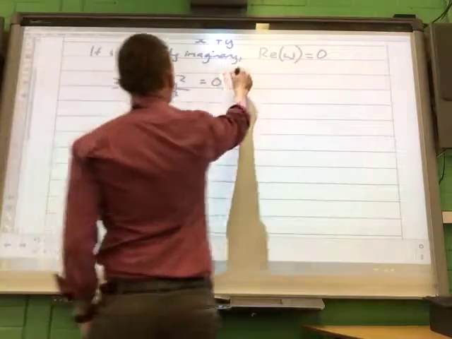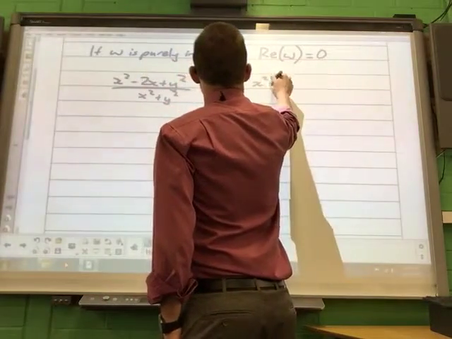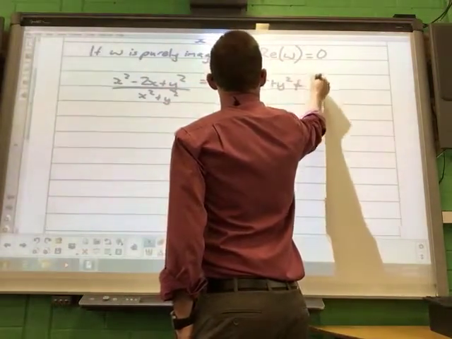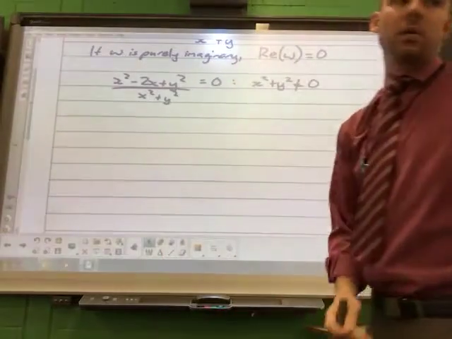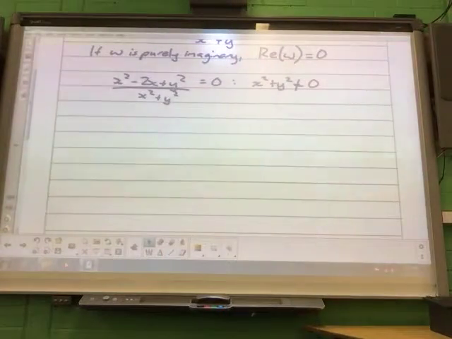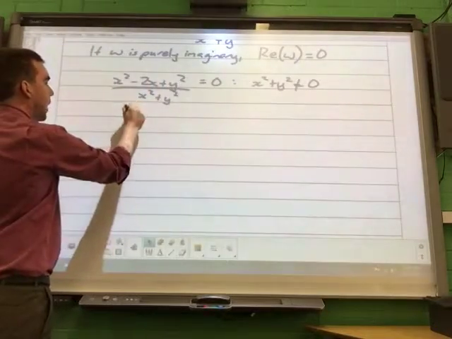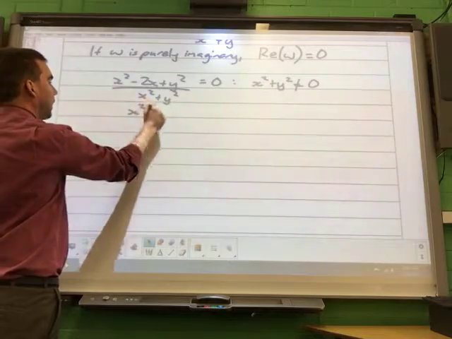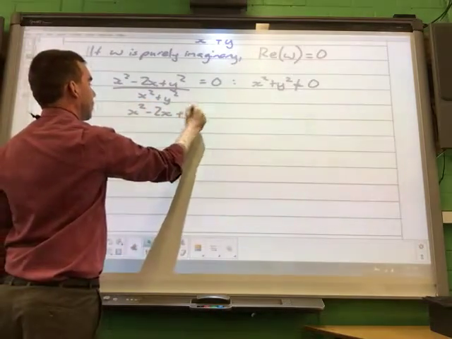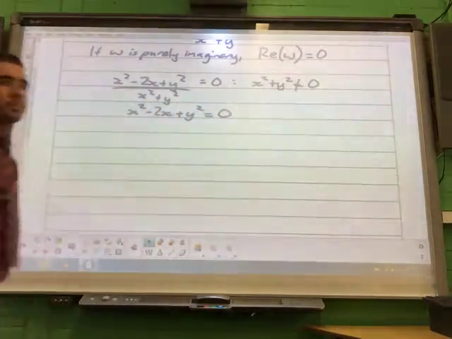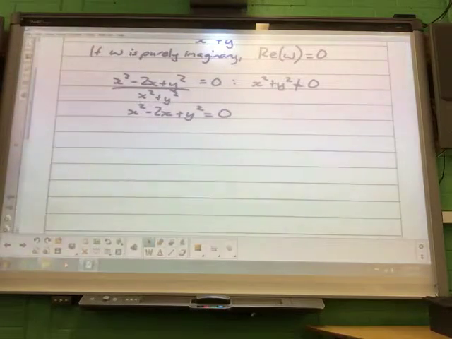But the condition, again, is that x squared plus y squared cannot equal 0, because we cannot divide by 0. You've got to keep these things in mind. So if I were to cross multiply, that's fine. X squared take away 2x plus y squared is 0. I've already considered what's happening in the denominator, so I can't have 0. I'll fix it up in a moment.